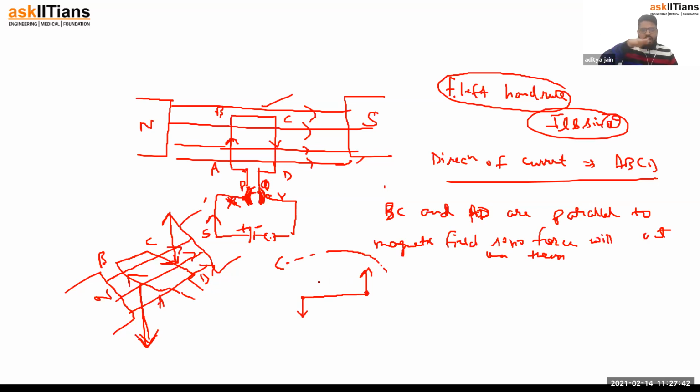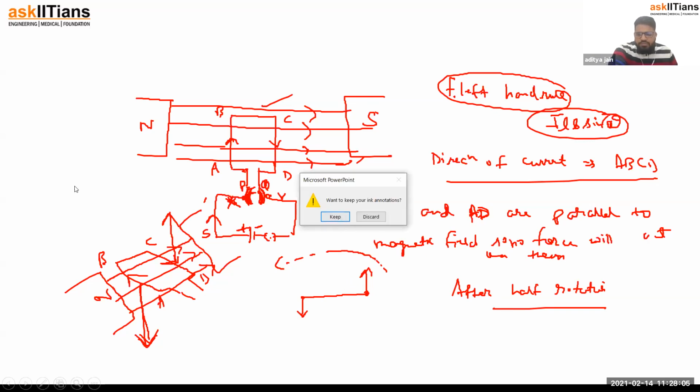So after half rotation, what will happen? I'm talking about the situation when half rotation has occurred. What you can observe after half rotation is that the CD branch will come here and AB will go down this side. So what will happen after half rotation? Let me add one more slide.